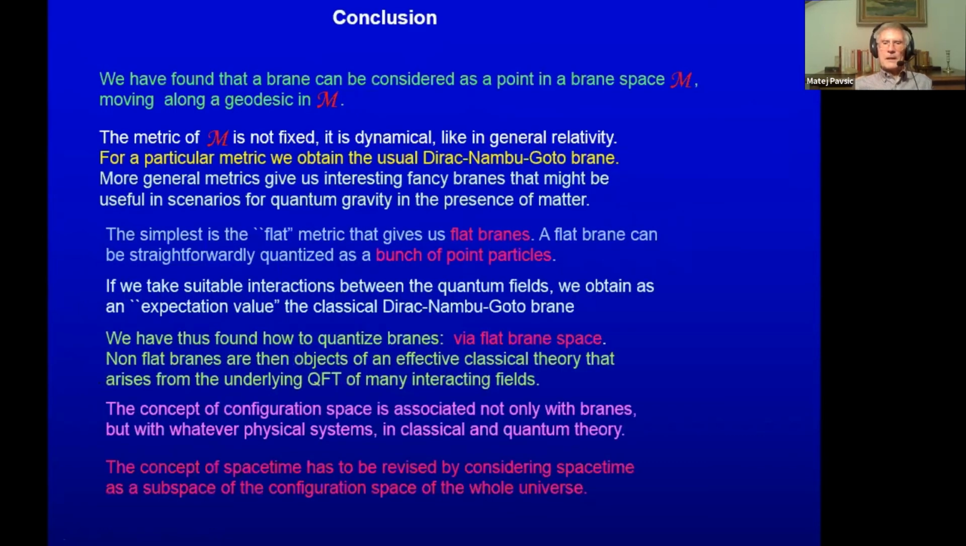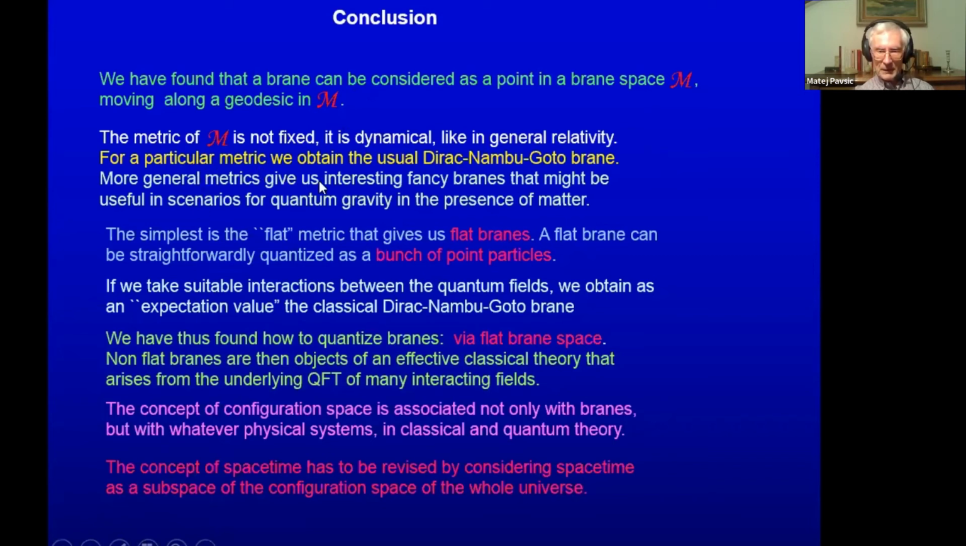I will finish up. Here is a conclusion. Let me summarize. So we have found that a brane can be considered as a point in a brane space M moving along a geodetic in M. The metric of M is not fixed. It is dynamical, like in general relativity.